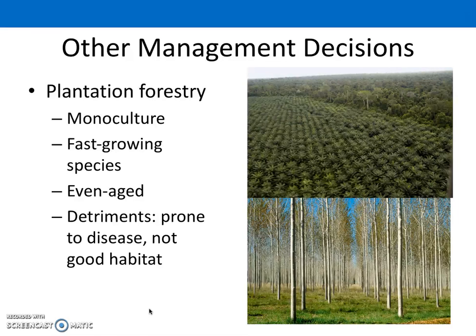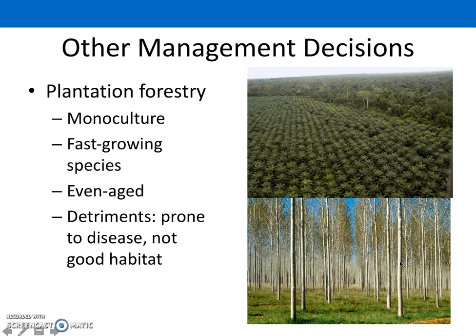Okay, so there are a few other management decisions that need to go into forestry. One is whether or not to use plantation forestry. So the term wasn't used, but you were first introduced to this when we learned about palm oil plantations or oil palm plantations. Plantation forestry really is applying the concepts of agriculture to forestry. So in this case, trees are grown in a monoculture. So if you look on the right, this is a monoculture of oil palms, and on the bottom right is a monoculture of what I think are beech trees.